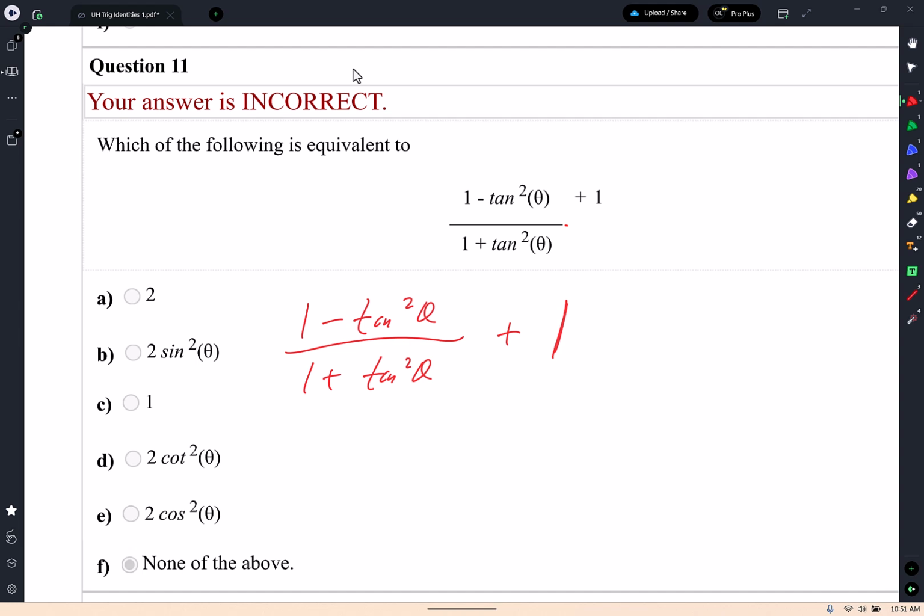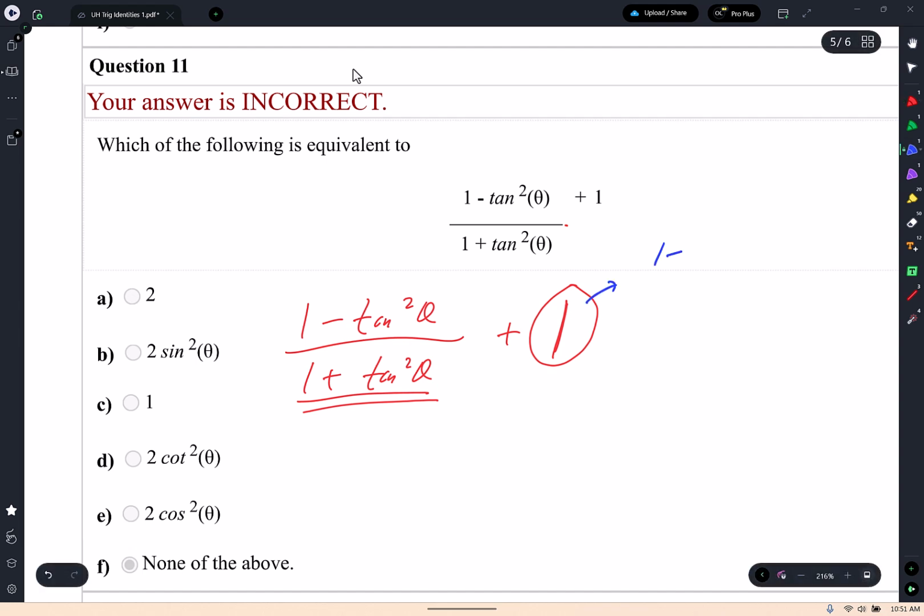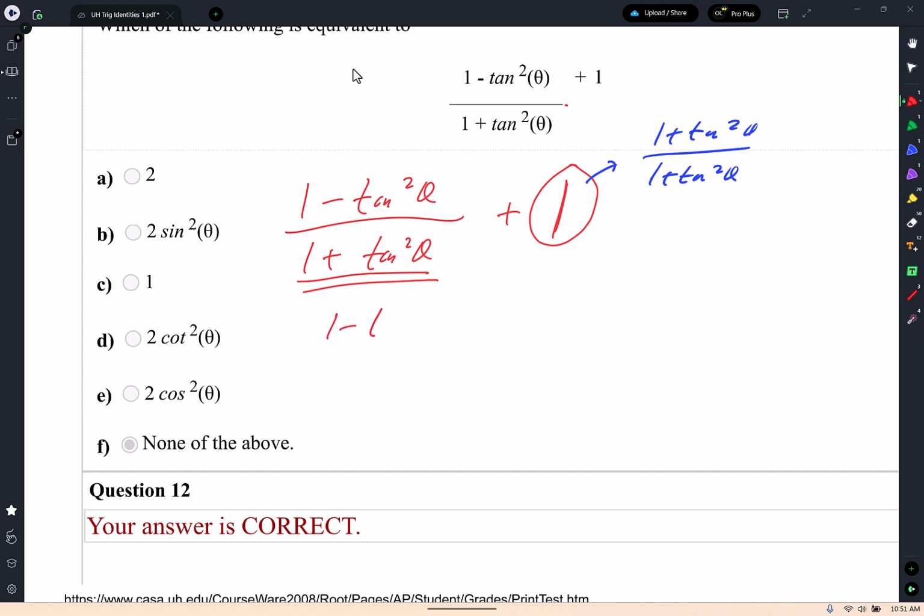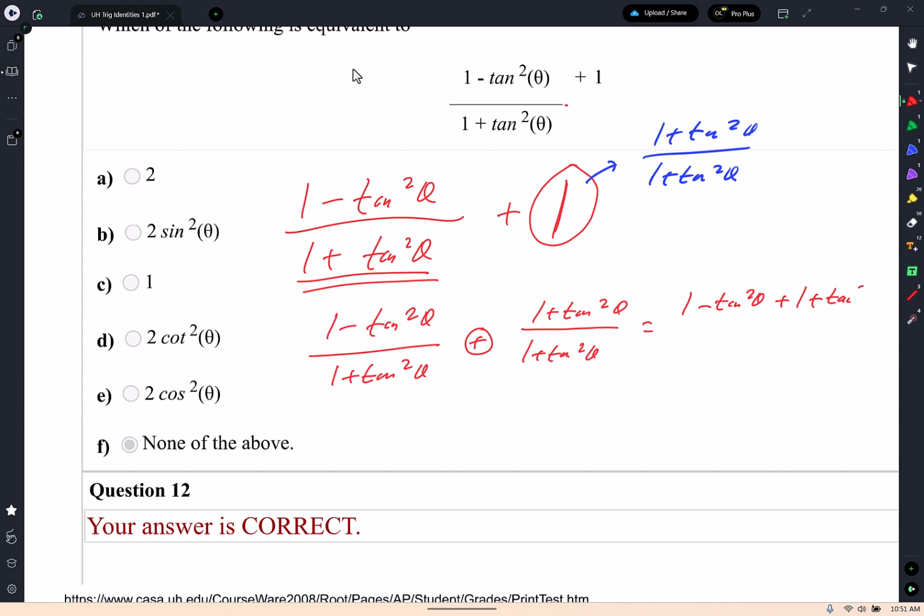I don't know. Maybe not. Maybe they are. You see that 1? I would have turned that 1 into 1 plus tan squared over 1 plus tan squared. So here's what I now have. I'm going to write it as 1 minus tan squared theta over 1 plus tan squared. I guess I'll do it in 2 steps. Plus 1 plus tan squared over 1 plus tan squared. Now that I have it all, I'm going to write it 1 minus tan squared theta, and that's a plus symbol. If it would have been a minus, distribute it. Plus 1 plus tan squared theta over 1 plus tan squared theta.